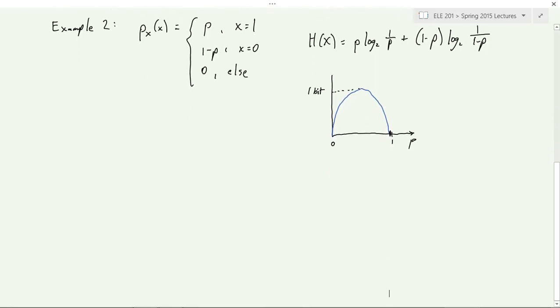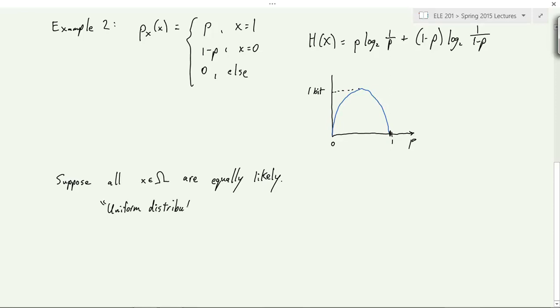So let's do another thing. Suppose that x can take on values in some set omega, and they're equally likely. This would be the uniform distribution on some set omega. All right, let's call that the uniform distribution. And so we could write the probability mass function.